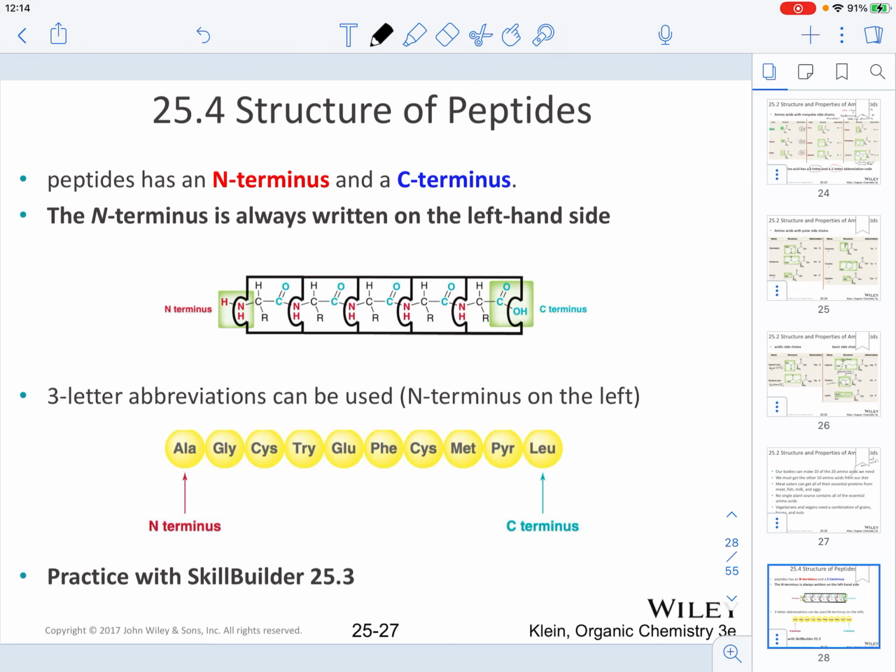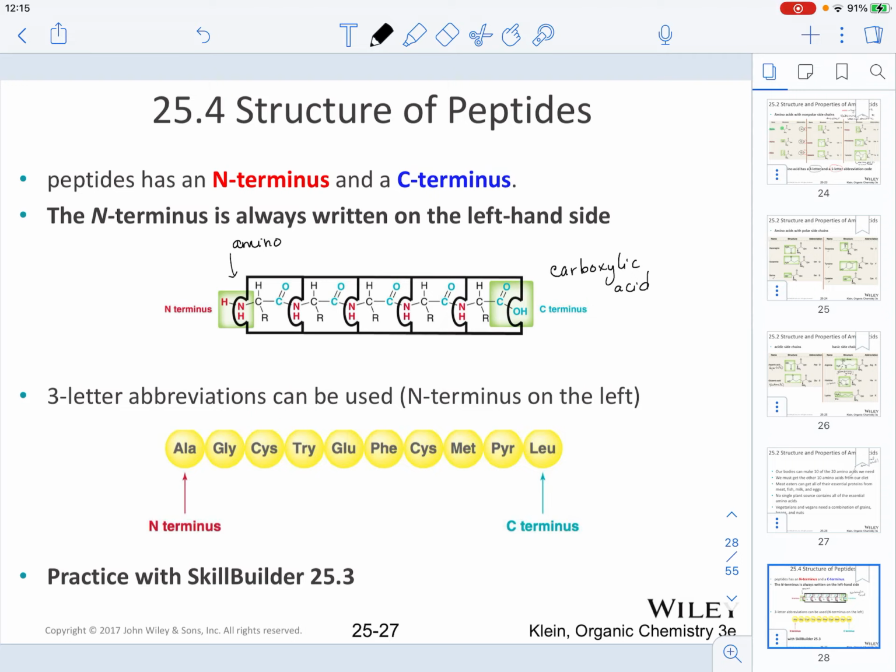It is important to note that whenever we have a peptide, we are always going to draw it from the N terminus to the C terminus. The N terminus is going to be the amino side of a peptide, and this is going to be the carboxylic acid side.